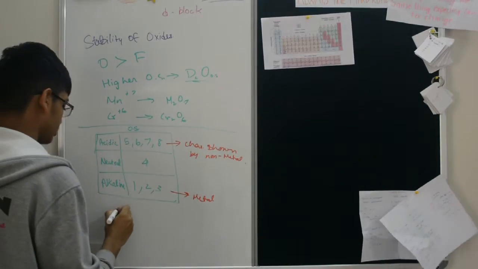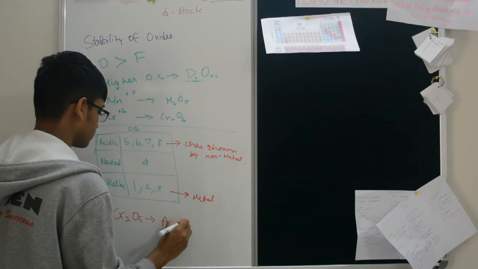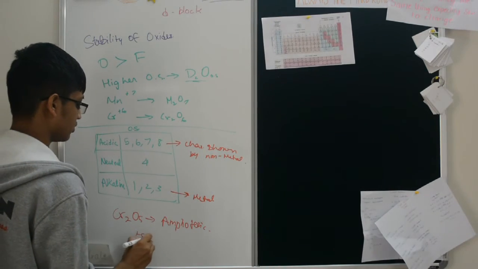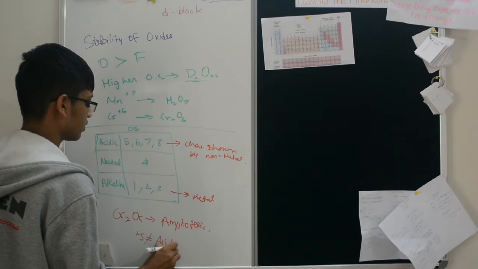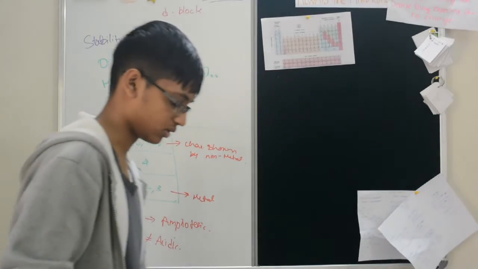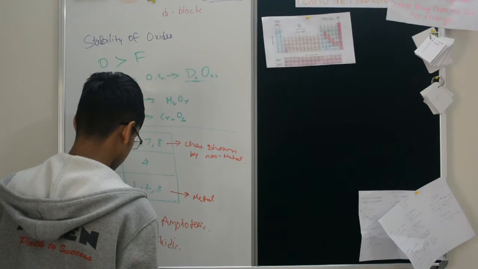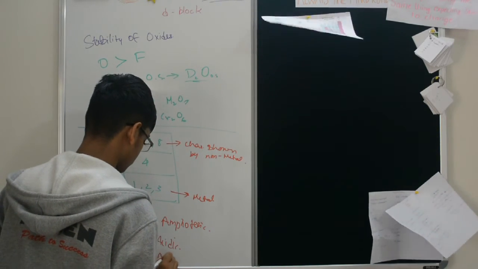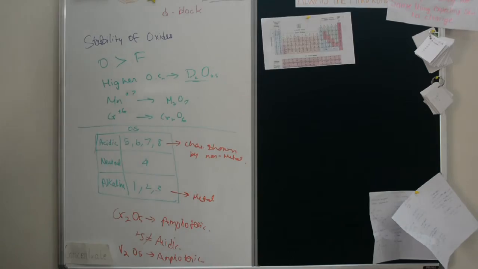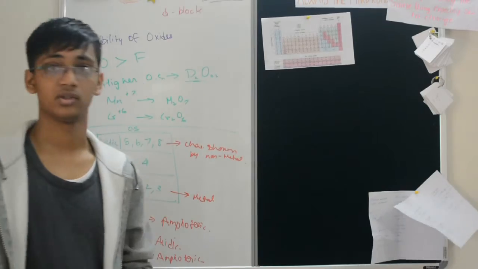Another exception case is Cr2O5, which is amphoteric. So this is having a plus 5, however it's not acidic. Everything else is normal. V2O5 is amphoteric also. Okay. You should know this also. V2O5 is also amphoteric, even though it is plus 5. Right. That's all we have in the d block.